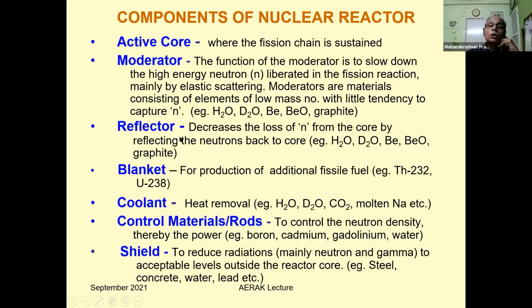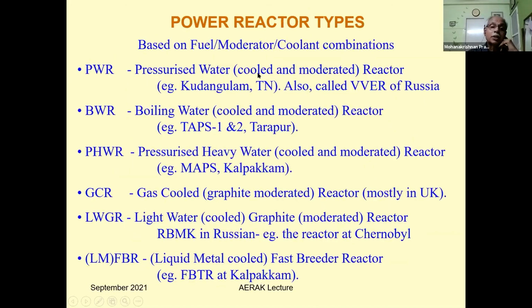So now we go to the different combinations, power reactor types. Many different power reactors are there in India also. First, the pressurized water reactor. Here the fuel is uranium and the coolant and moderator is light water. This is also called VVER in Russia, and the Kudankulam reactor is of that type. Then the boiling water reactor, the first reactor to be constructed in India, Tarapur 1 and 2, a water-cooled and moderated reactor, which has enriched fuel, about 2.4% enrichment.